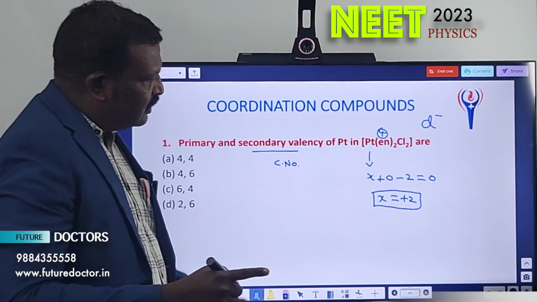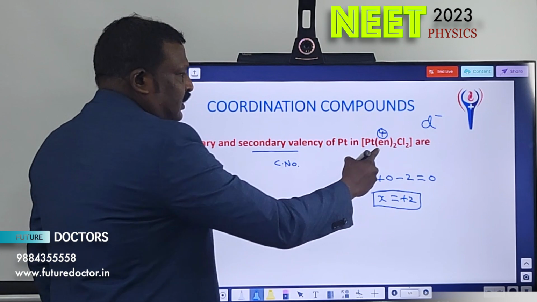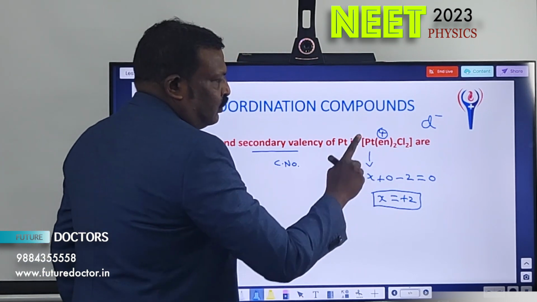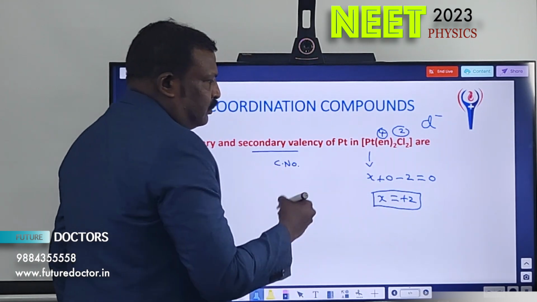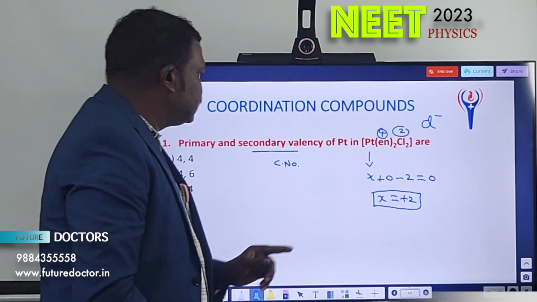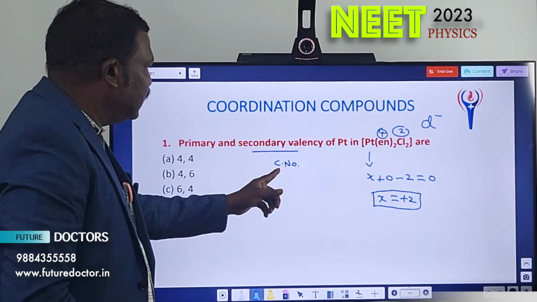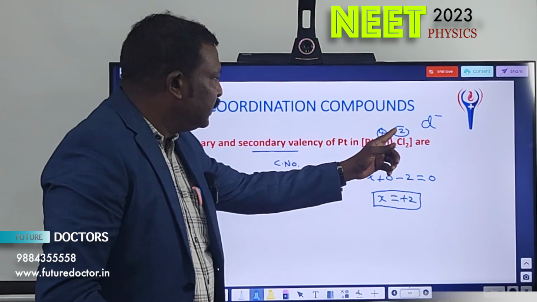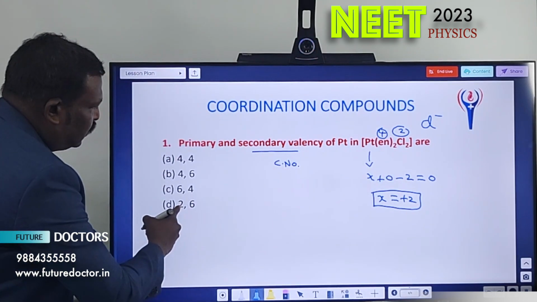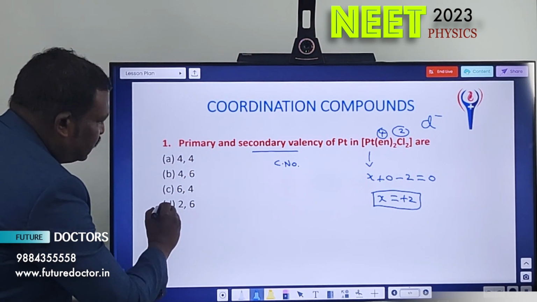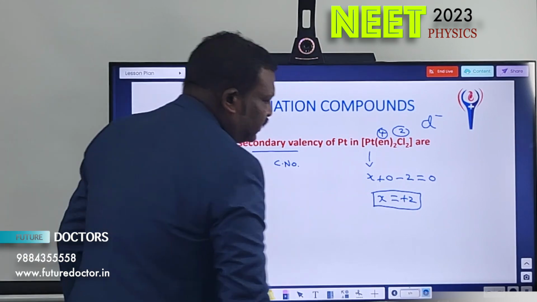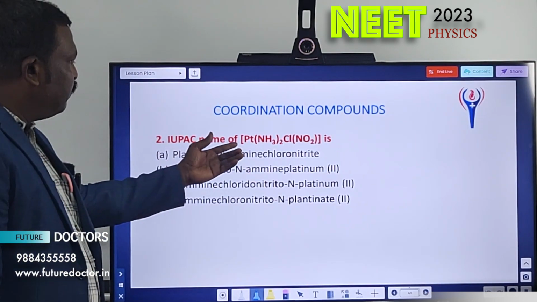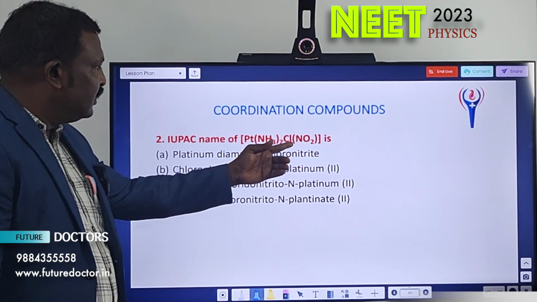Chlorine is a monodentate ligand, so each chlorine can make one coordinate bond. So here 2 chlorines make 2 coordinate bonds. So 4 plus 2, 6. Secondary valency is nothing but coordination number. So the answer: 2 is the primary valency and 6 is the secondary valency. So option D is the correct one. Understood? Right. Next one. IUPAC name of Pt(NH3)2ClNO2.